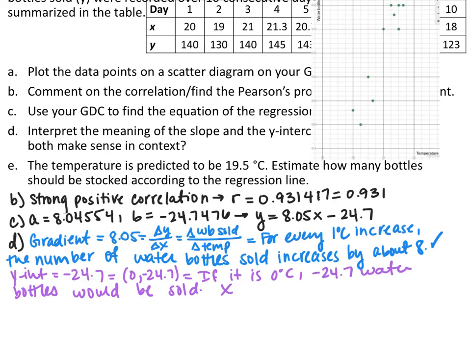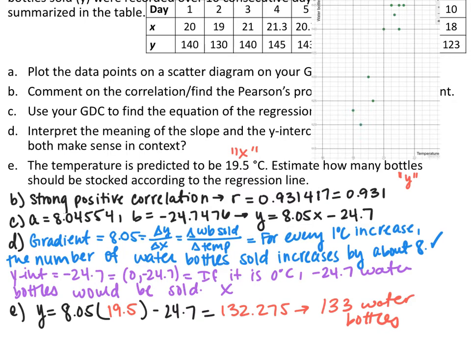Part E, so the temperature is predicted to be 19.5 degrees Celsius. Use your line of regression, your equation that we found in part C, to predict how many water bottles should be stocked. So they're giving us our x-coordinate, temperature is our x-coordinate, and we want to figure out our number of water bottles sold, which is our y-coordinate. So go ahead and pause the video and try that.